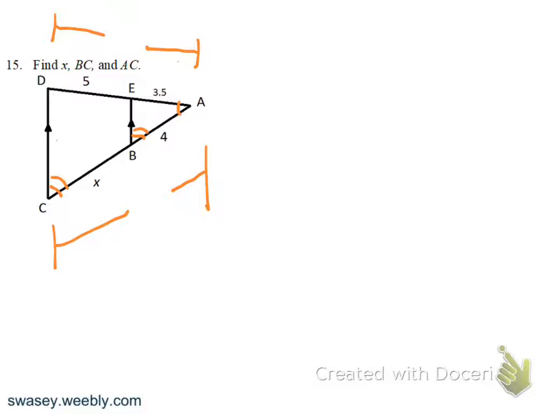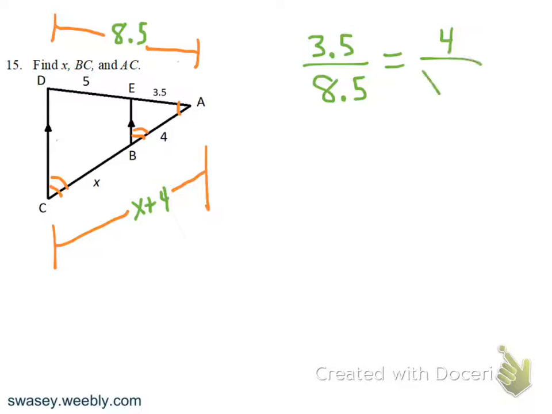All right, we have some side lengths in the small triangle, but for the big one, we've got AD is 5 plus 3.5, so that's 8.5. And then x plus 4. So now we can set up a proportion. 3.5 is to 8.5, as 4 is to x plus 4.